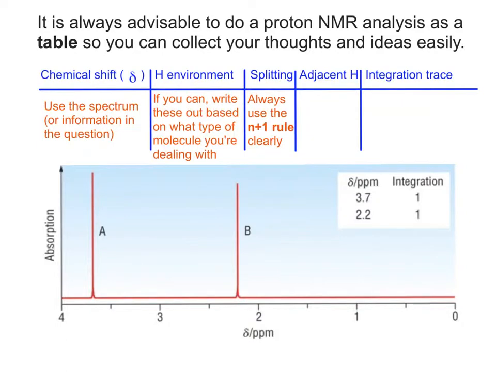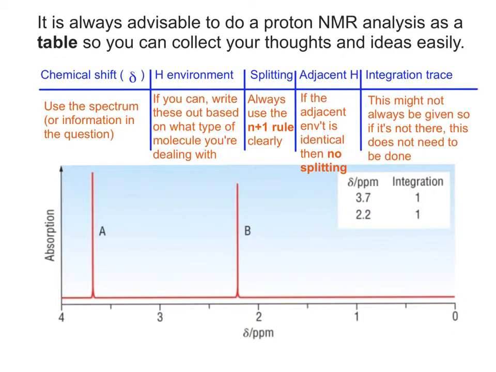When you're talking about splitting, you must use the n+1 rule clearly. When you're doing the adjacent hydrogens, you always need to watch out for more than one adjacent environment, which would suggest a multiplet. Another thing to watch out for is if the adjacent environment is identical to the one you've just looked at, then there's no splitting taking place, or it won't be recognised. And finally, the integration trace might not always be given. Some questions use it, other questions don't. So if it's not there, don't feel you have to suddenly put it into your table and try and guess.